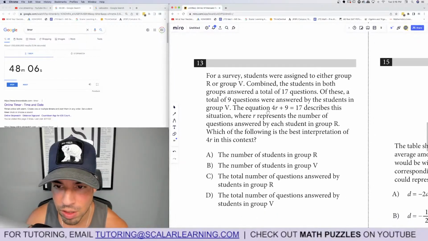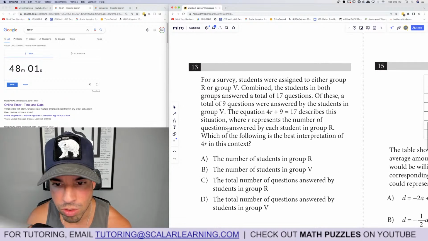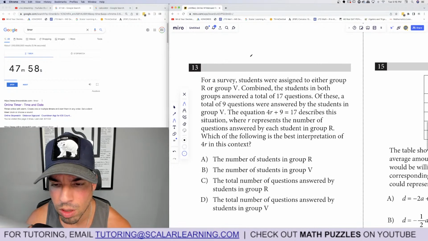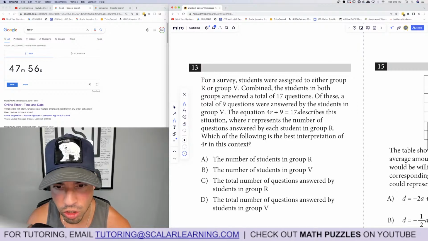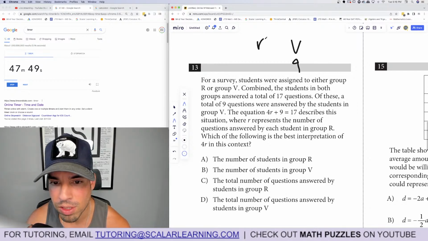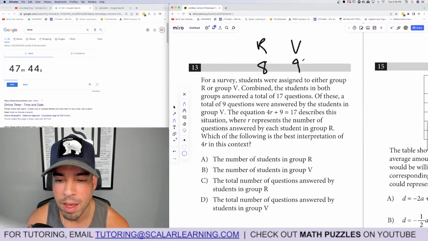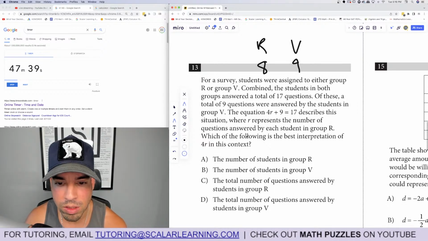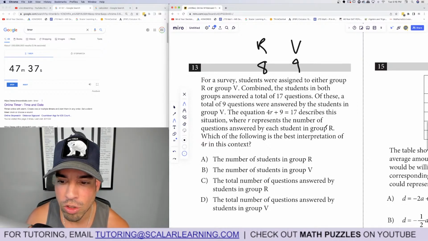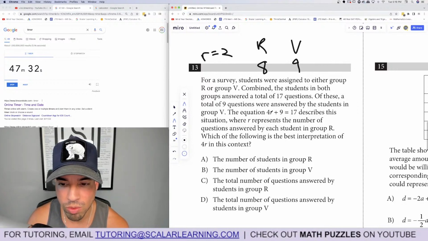Okay, 13. For a survey, students were assigned to either group R or V. Combined, the students of both groups answered a total of 17 questions, right? That's in this equation. Of these, a total of 9 questions were answered by the group V. So V answered 9. Obviously, R answered 8, because 8 plus 9 is how we get 17. And then R represents the number of questions answered by each student. R is obviously 2 because 2 times 4 is 8.